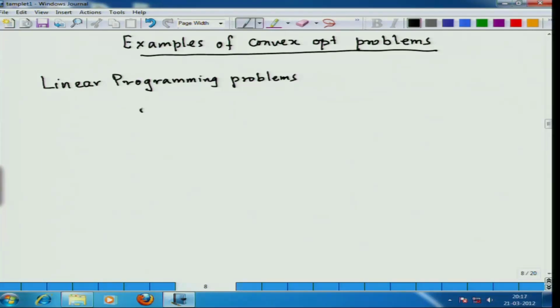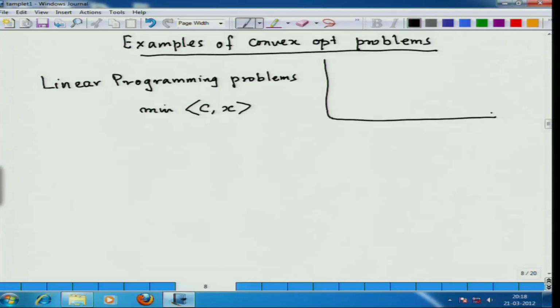In this class of problems, you seek to minimize a linear function. See, a linear function, you have only this part, you do not have the translation. Every linear function can be expressed as an inner product, which is a very simple fact from linear algebra, and I am just assuming that everybody knows the definition of a linear function.